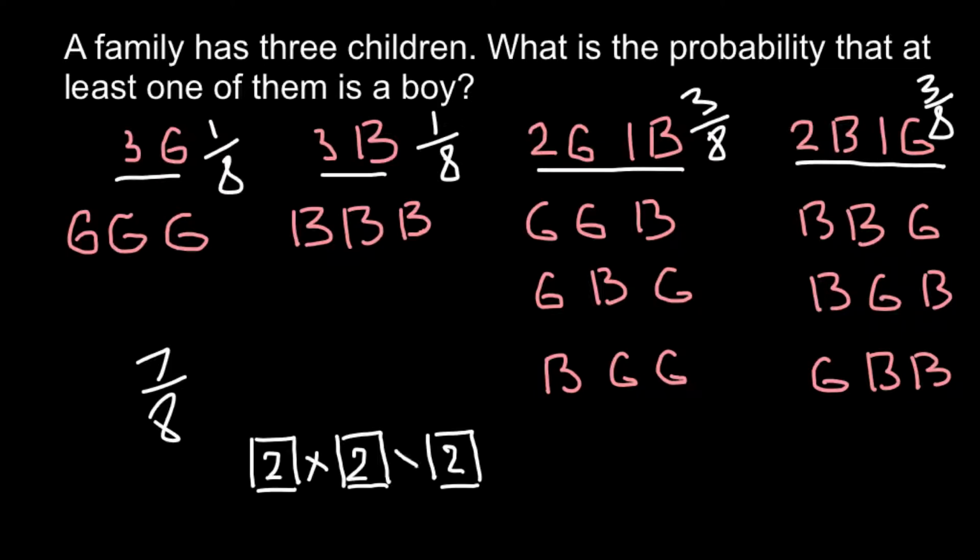Now we have to multiply all these numbers, and we would find that the total number of variants would be 8. Different variants of how we may have 3 children. It can be 3 girls, 3 boys, or it can be 2 girls and 1 boy, 3 variants, and 2 boys and 1 girl, also 3 variants are possible. So the total number of variants would be 8, and 7 out of 8 would give us the probability that at least one child would be a boy.